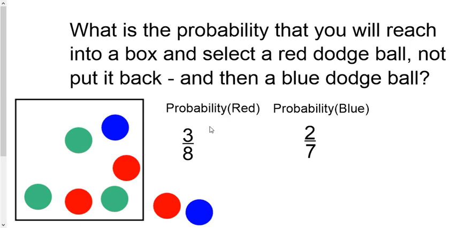We've just got the individual probability for each event. We want to know what's the probability that we would get red first and blue second. And so what you have to do is multiply these 2 probability events together. 3 times 2 would be 6. 8 times 7 is 56. That means there are 56 different scenarios that could have played out drawing these 2 dodgeballs and not putting them back. But there are 6 of them that would happen out of those 56 where you'd get red first, blue second.